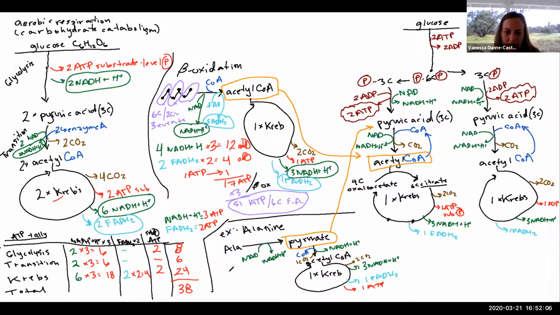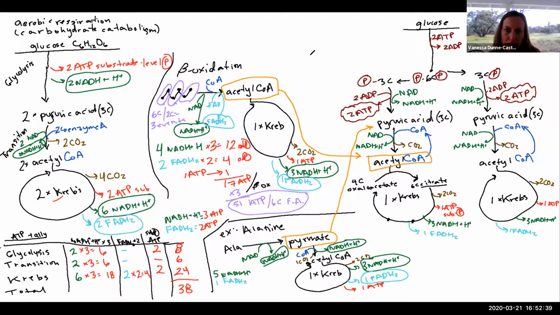So in calculating energy yield, let's count our NADH plus H plus. We have 1, 2, 3, 4, 5. So we have 5 of these guys here. Let's count up our FADH2s. There's only one FADH2.